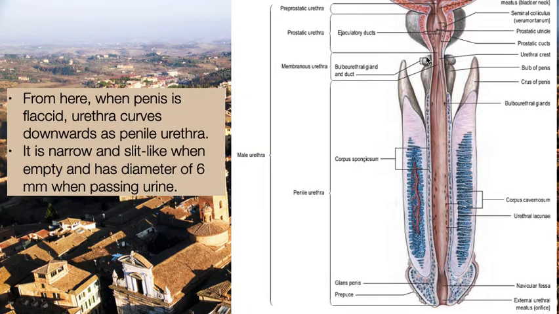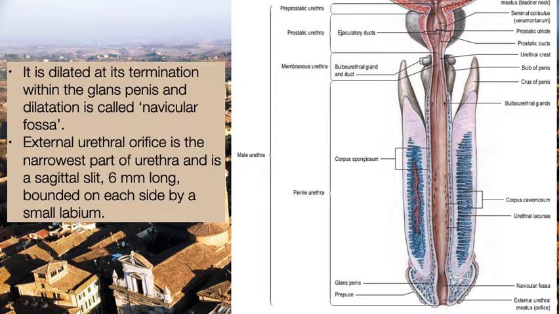From here, when the penis is flaccid, the urethra curves downward as the penile urethra. It is narrow and slit-like when empty and has a diameter of 6 mm when passing urine. Now, it is dilated at the terminal end within the glans penis, and this dilatation is called the navicular fossa. The external urethral orifice is the narrowest part of the urethra and is a sagittal slit which is about 6 centimeter long, bounded on each side by a small labium.